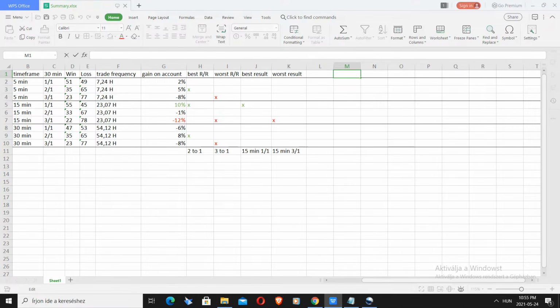Finally, the results are in. After 900 trades, we can see that the best performing time frame and risk to reward was the 15-minute 1-to-1. Let's go over them one by one.